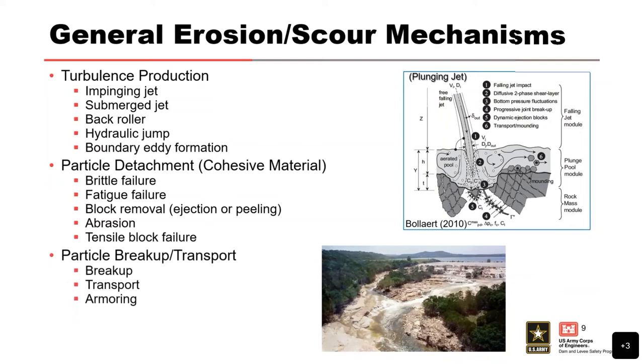And then finally, we have particle breakup and transport. So we detach the particle, we've got the flow, we initiate erosion, we've detached particles. Well, okay, now we need to remove them. So there's another little piece of the puzzle right at the very end. We have to take those particles and we have to get them out of there. So that can be breakup, transport. There's a phenomenon called armoring that we're going to talk about as well. But that removal process is what creates that ultimate scour hole. So you think of a classic scour hole, say in a stilling basin or downstream of a stilling basin foundation, where you have a hole that's formed in rock. We have to remove those eroded particles to create that scour hole.